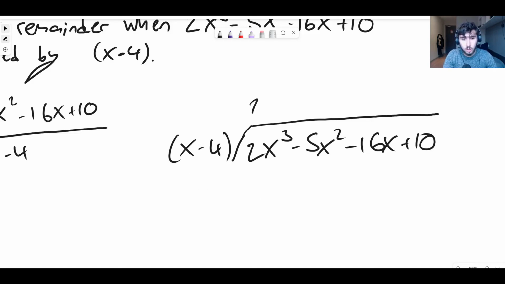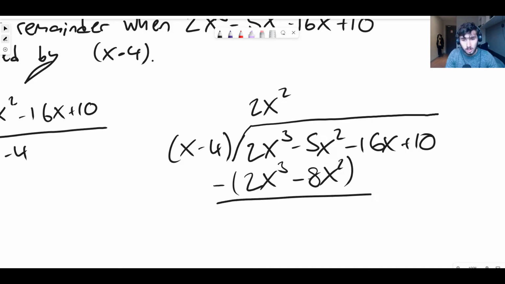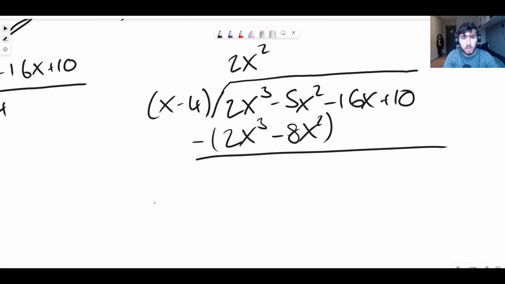What is that? That's just 2x squared, isn't it? And then we do 2x squared divided by all of x minus 4. So minus 2x squared times x, that's 2x cubed. And 2x squared times minus 4 is minus 8x squared, just like that. And we start taking away again because it's long division. So 2x cubed minus 2x cubed, that's always going to be 0.